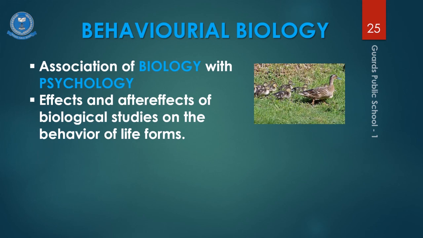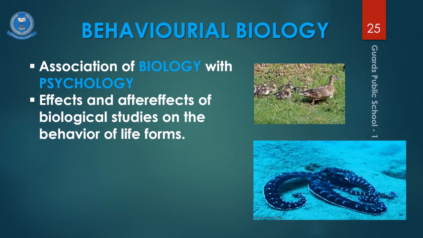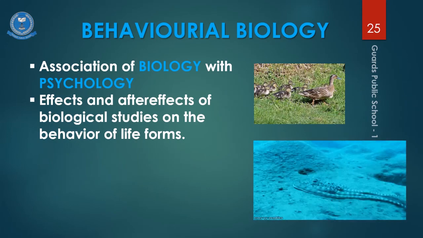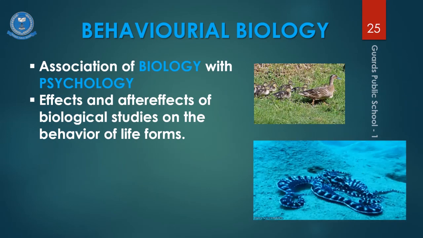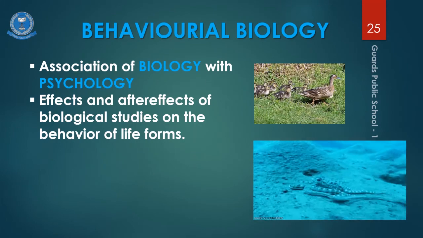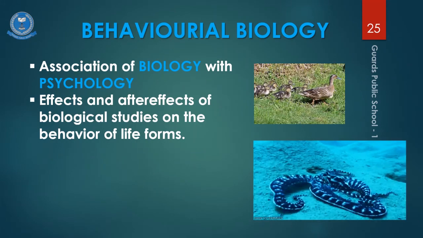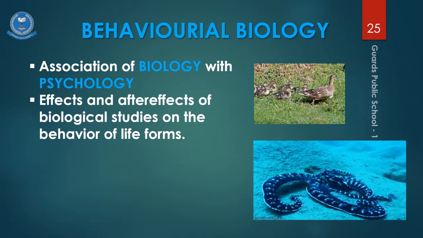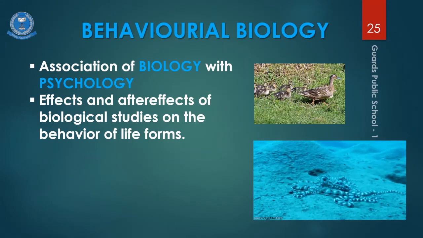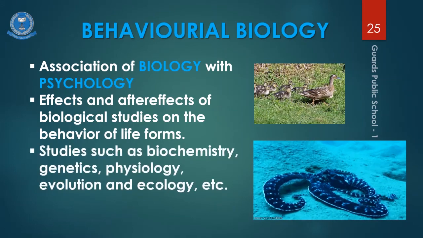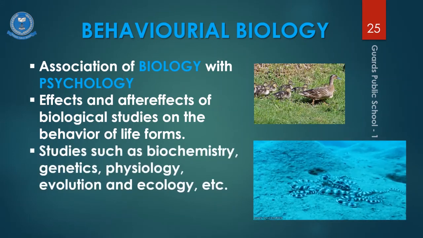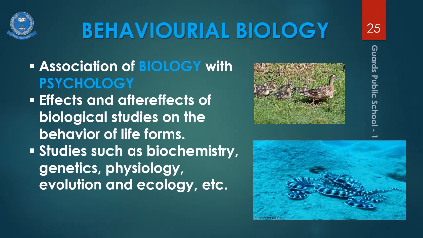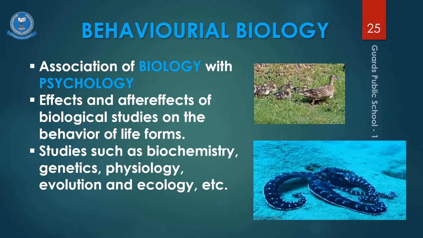So we can say behavioral science or behavioral biology deals with human action and often seeks to generalize about human behavior as it relates to society. And this branch also deals with different branches of science because it forms an intersection of chemistry, genetics, physiology, evolutionary theory, and ecology.